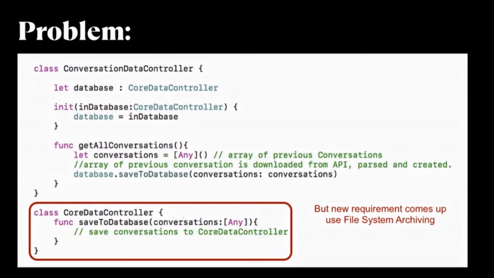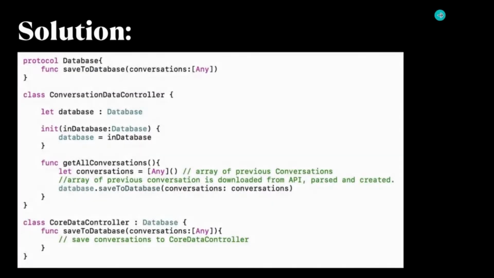So we can solve this dependency using a database protocol. In this way, the conversation data controller can use an abstract protocol without caring about the type of database used. Let's see how the conversation controller looks after applying this.